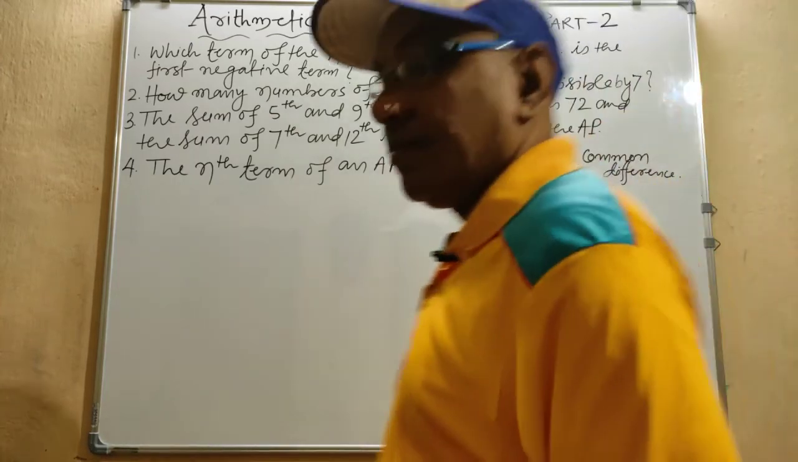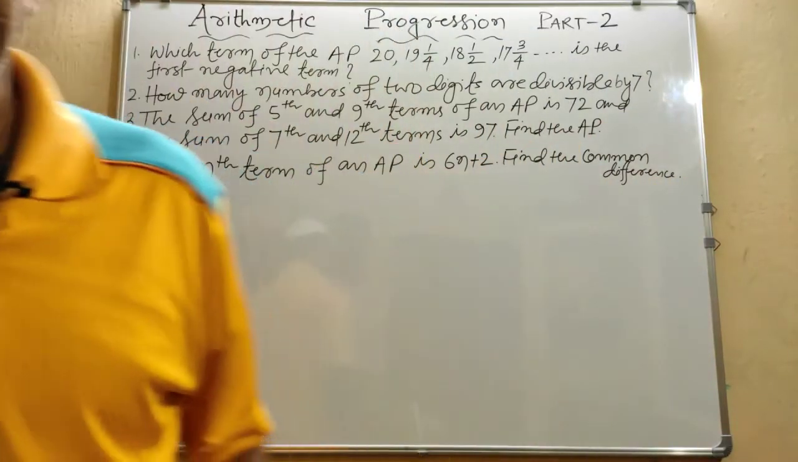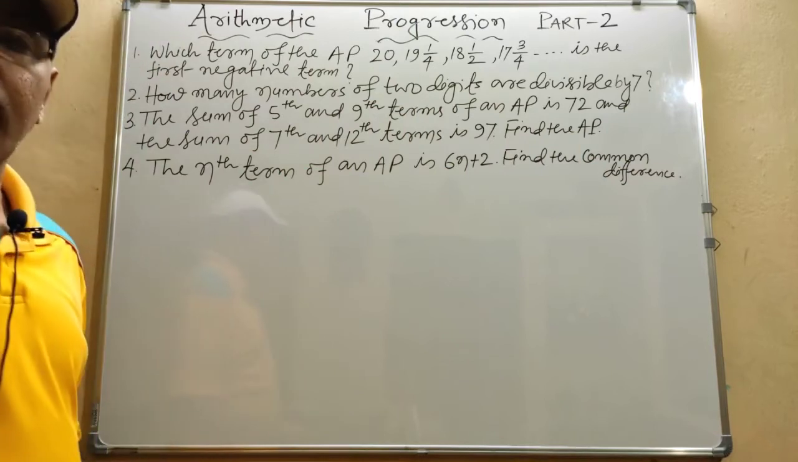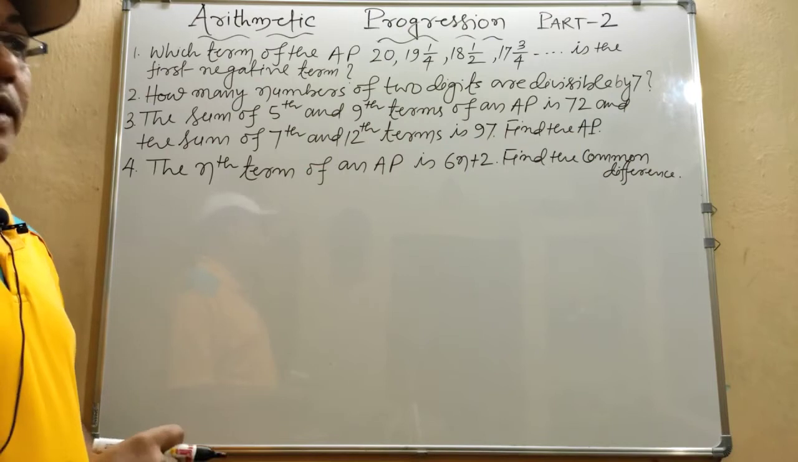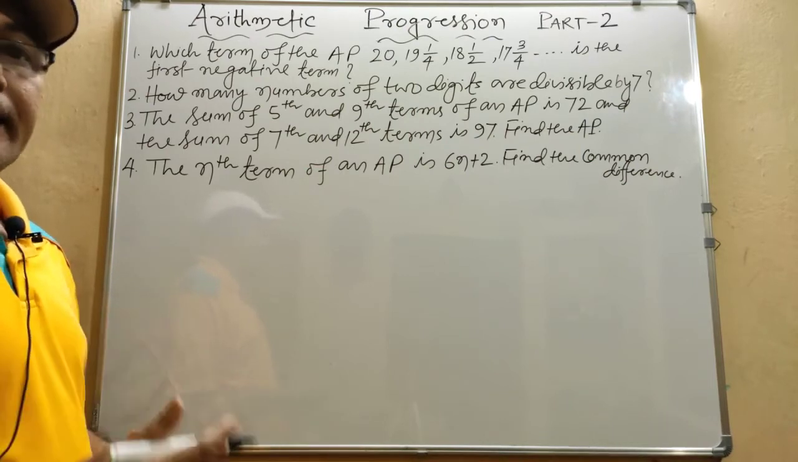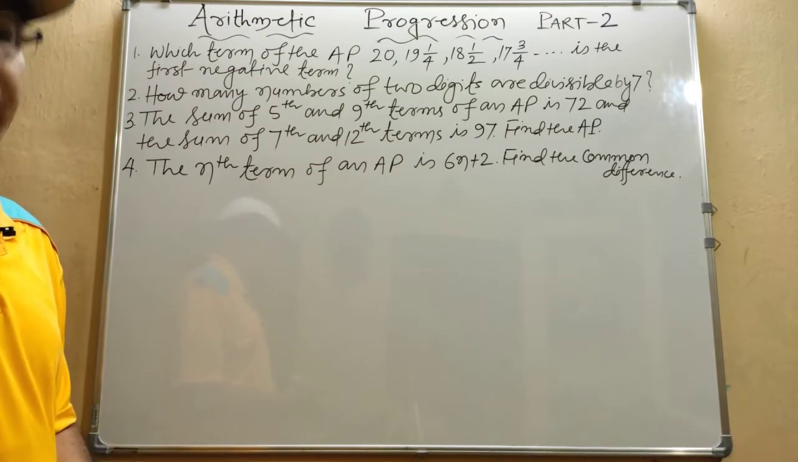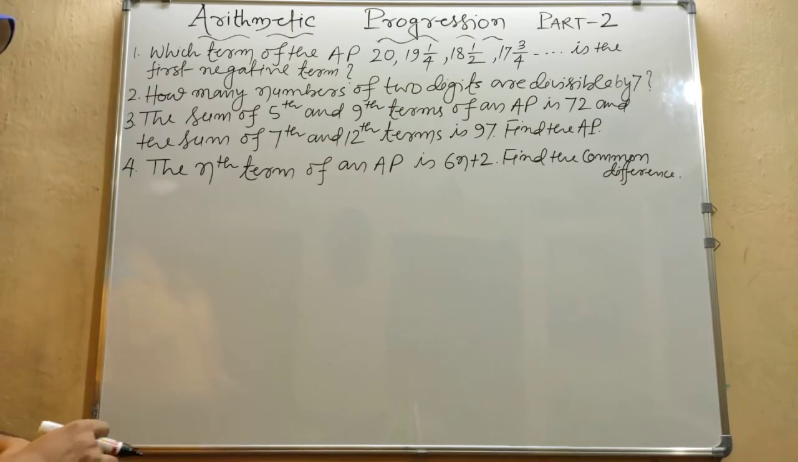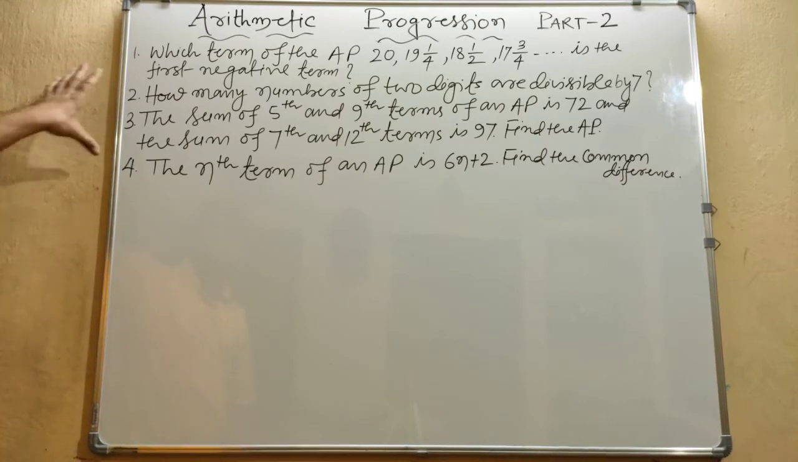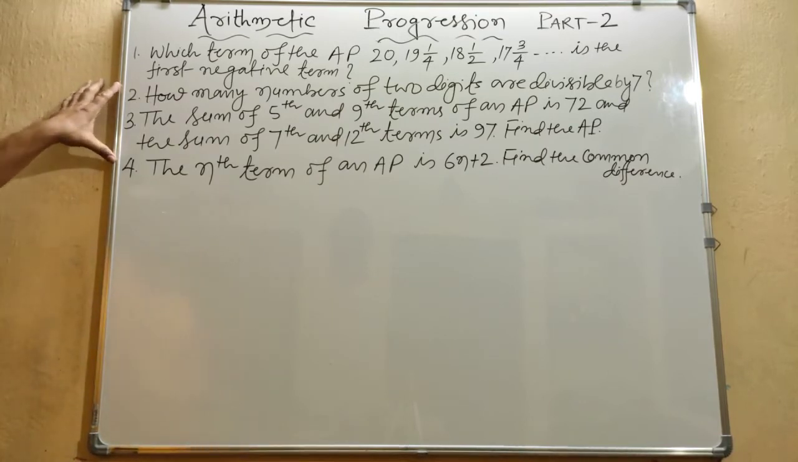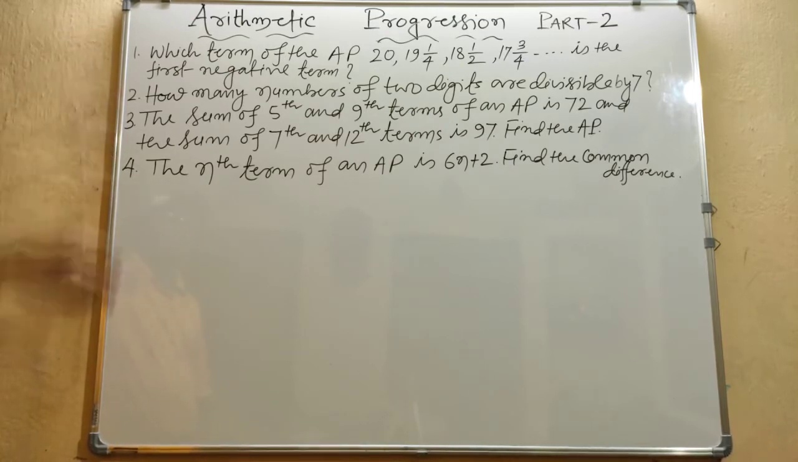Welcome in arithmetic progression part 2. In the previous part we discussed arithmetic progression, its common difference, and especially we derived the formula for finding the nth term of an arithmetic progression. In this part we will try to solve some problems based on the nth term of an arithmetic progression. These 4 problems are selected for you. So let us see the problems one by one.